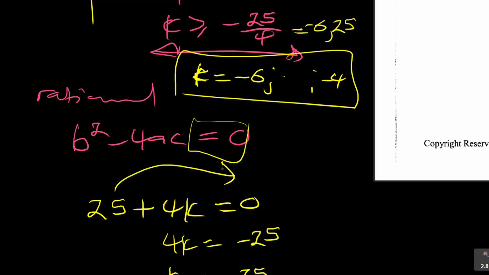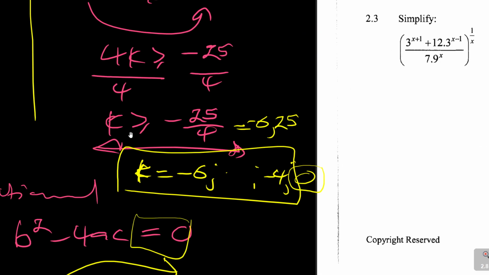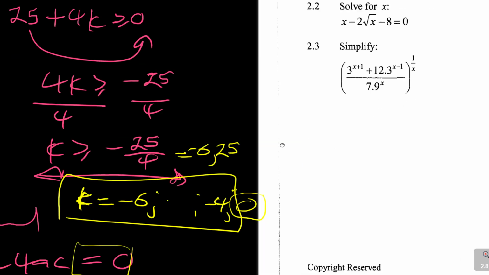So those are the values that you can put. I think 0 also could have done there. But you can choose any value as long as it is greater than or equal to negative 25 over 4. Are you with me? So that is that.